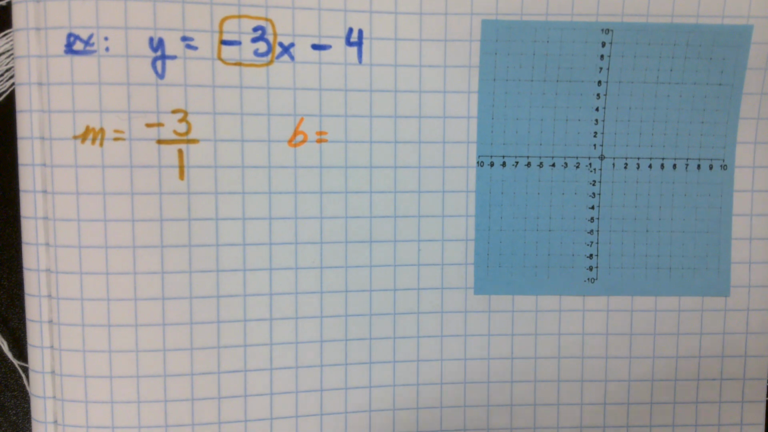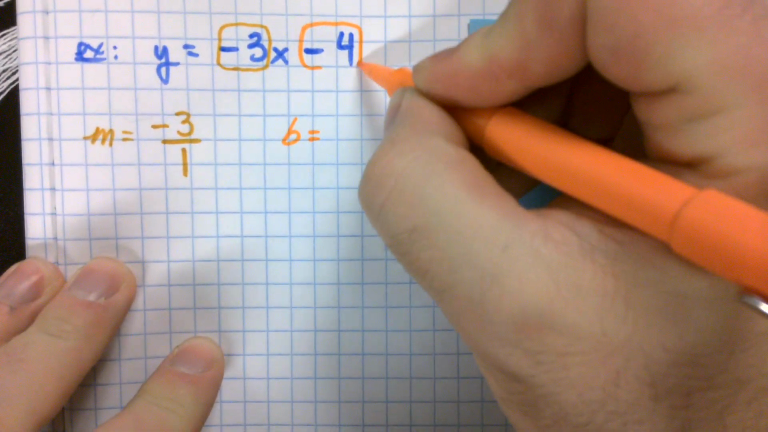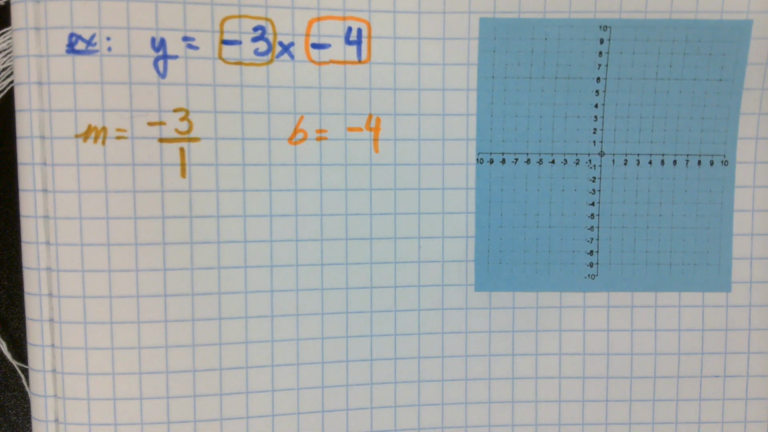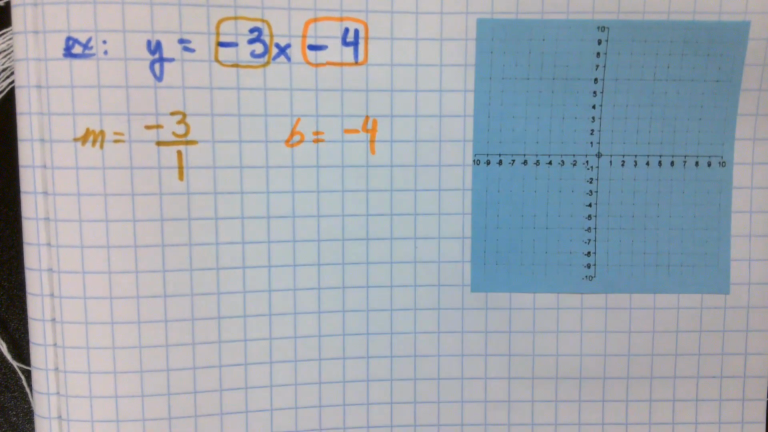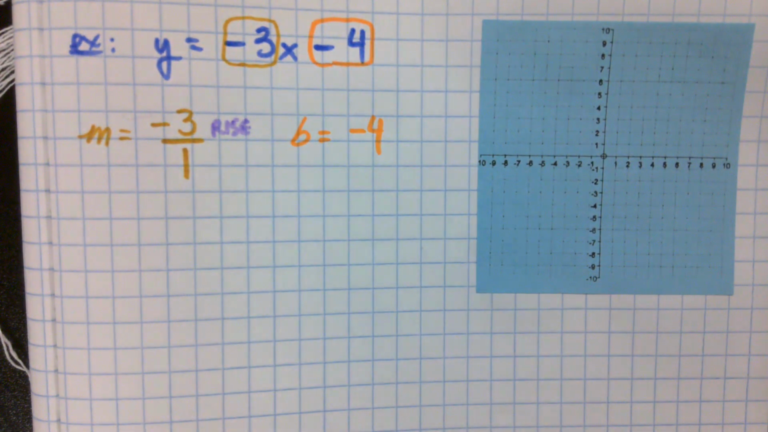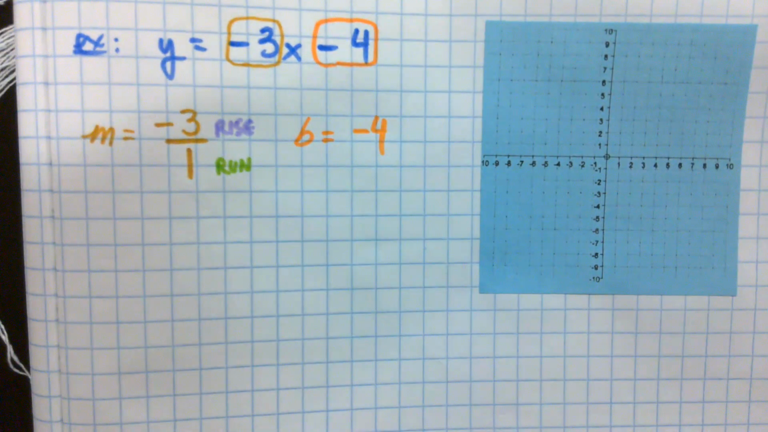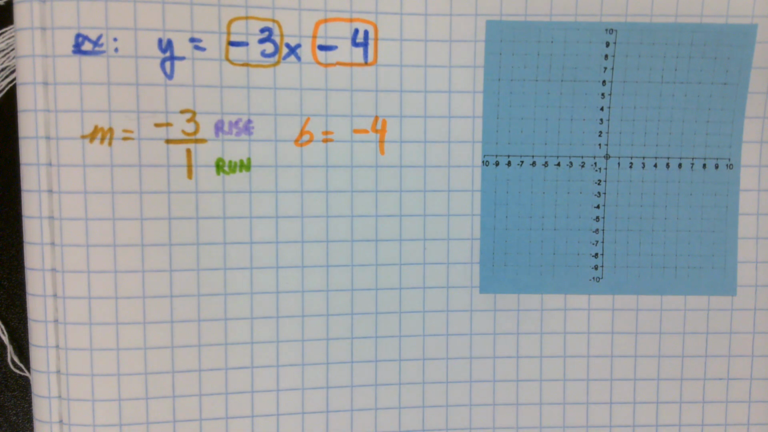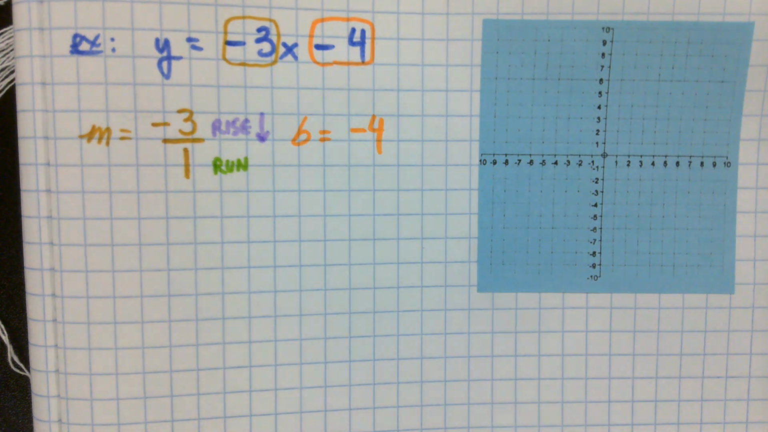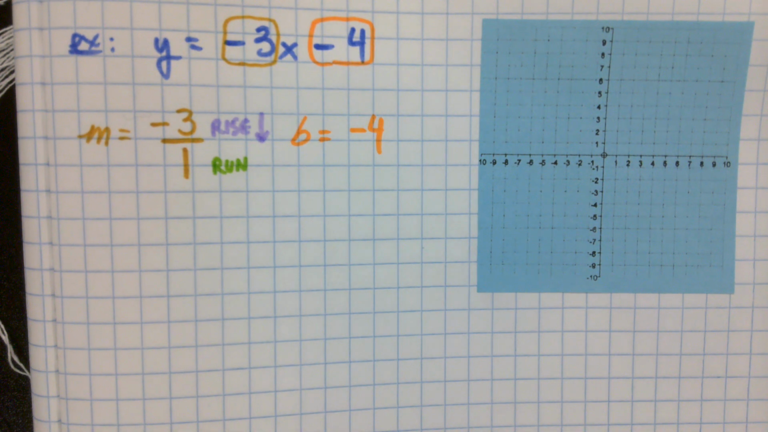What's my b here? Negative 4. Now, does our b need to be a fraction? No, just the m. Because our b is a single point. The slope gives us 2 moves, a rise and a run. So we're going to rise 3. We're going to run 1. But are we going to rise up or are we going to rise down? How do we know that we're going to rise down? Because it's negative. Exactly. I'm going to give you a moment to process that before we get started on the graphic.